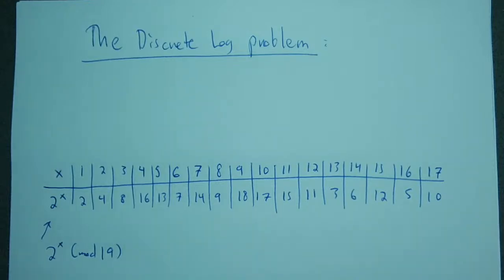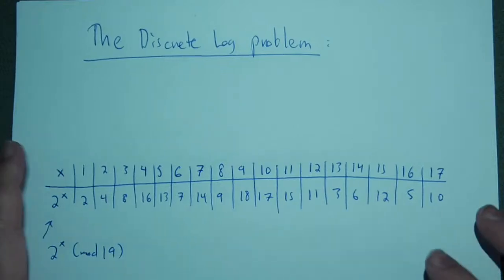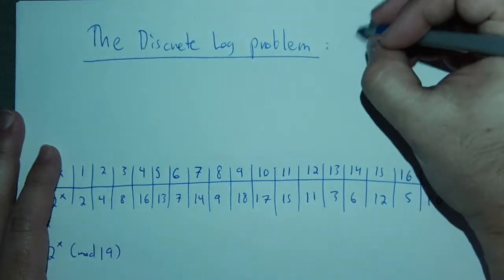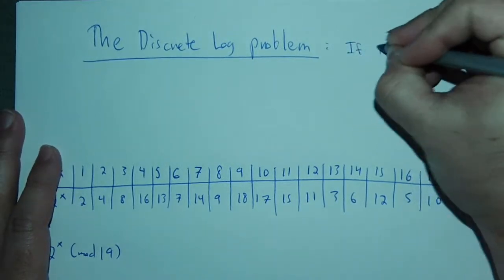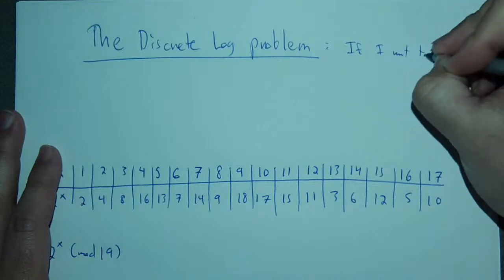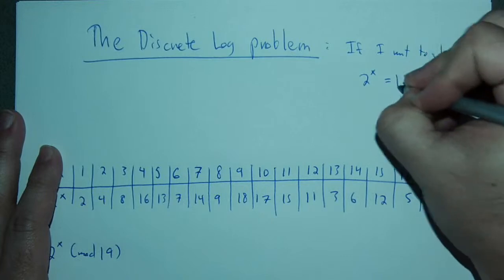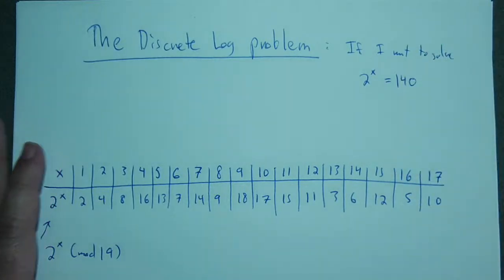So the last thing in chapter 11 that we're going to talk about is called the discrete log problem. The idea is basically this. Suppose I want to solve, say, 2 to the x is equal to 140.